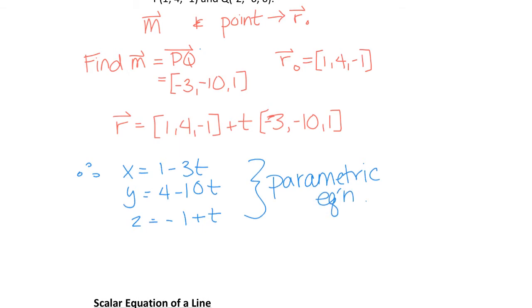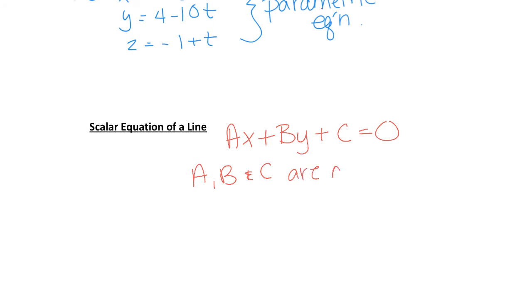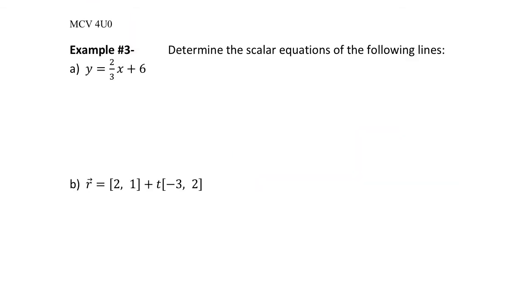Okay. So before we move on to our next examples, I want to remind you about a scalar equation of a line. A scalar equation of a line, which probably was introduced in grade 9, is ax plus by plus c is equal to 0. So note that a, b, and c are not fractions. And this equation is only in 2 dimensions as well, this scalar equation of a line. So let's move on to our next example.